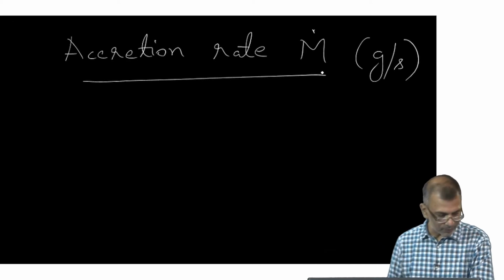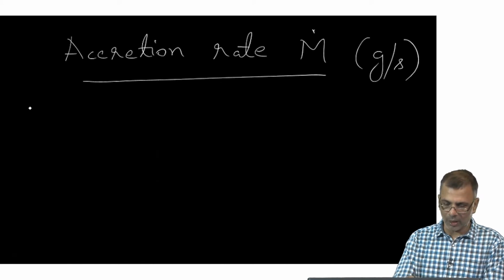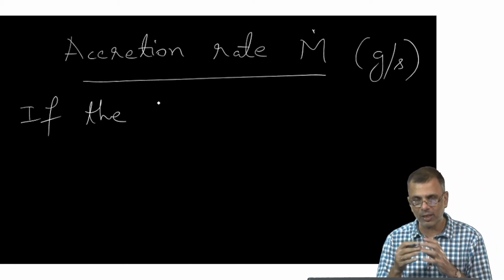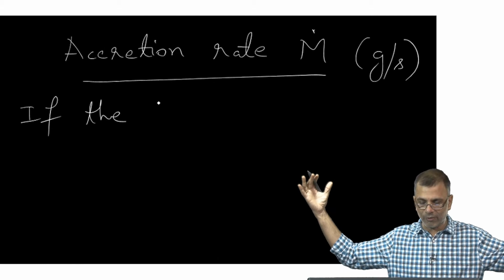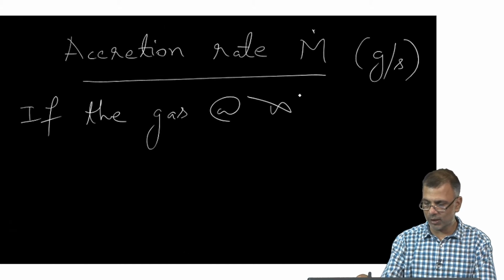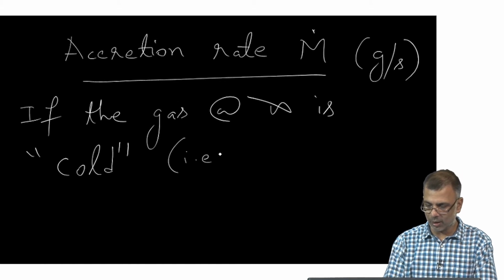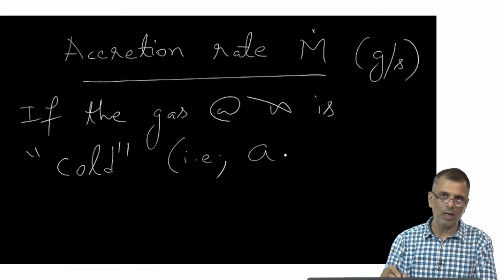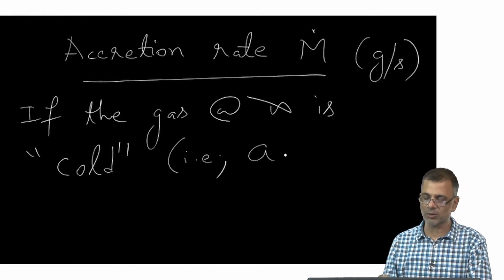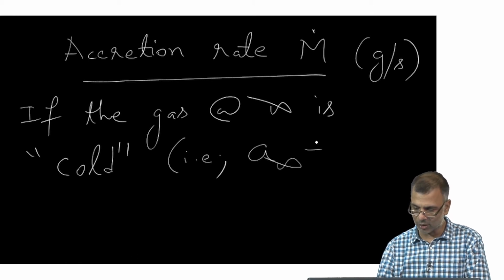Okay, so now the most natural thing to consider is a situation where you have a central body sitting here, and the question is how much matter is it able to attract from infinity. But if the gas at infinity is cold, i.e. the sound speed, and from now on I'm using A for sound speed instead of C_s, because the references that I'm using say the same thing, the sound speed at infinity tends to 0.